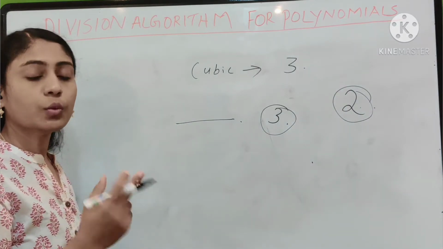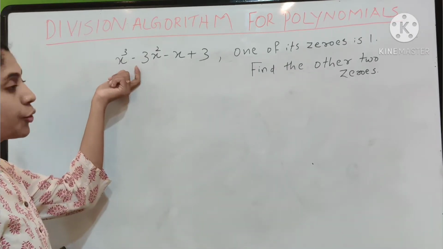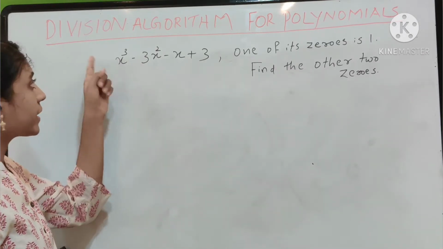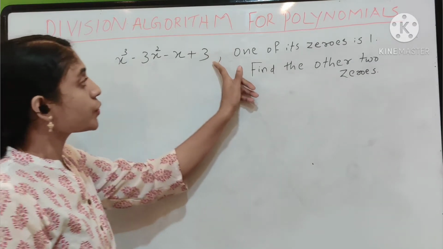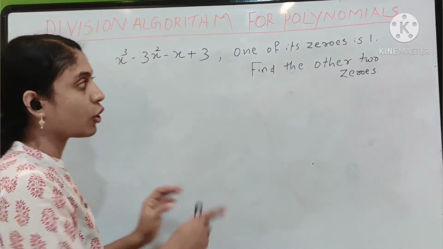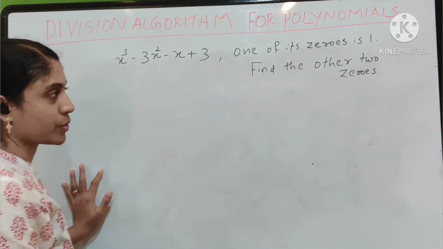I will explain it to you with an example. A cubic polynomial is given to us, x cube minus 3x square minus x plus 3, and it is also given that one of its zeros is 1. The question is to find the other 2 zeros.